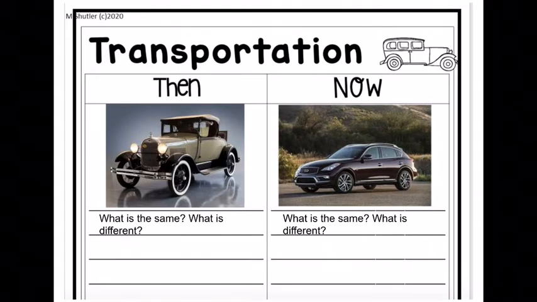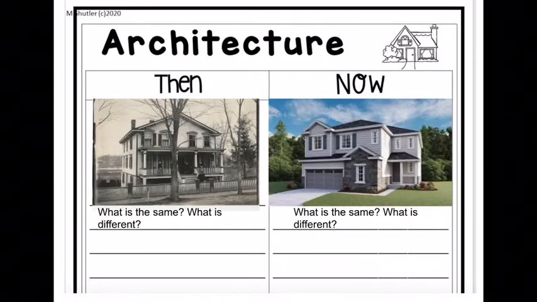So look at the tires. Is there something similar about the tires or something different about the tires? Look at the lights. Look at the windows. Look at the model of it. So the roof here of the car compared to a roof here. So think about at least one similarity and one difference between these 2 cars. Your next one is going to be to compare the architecture of a house.